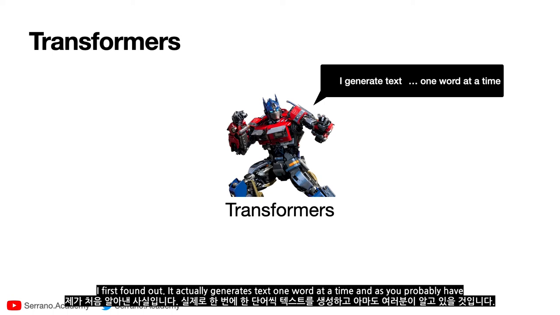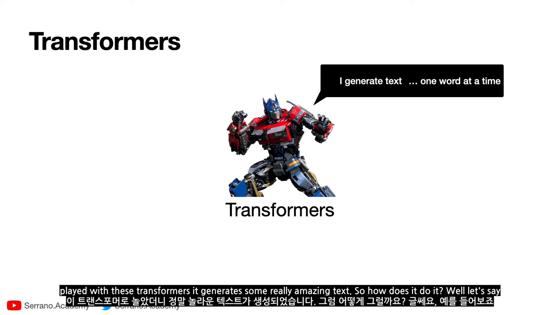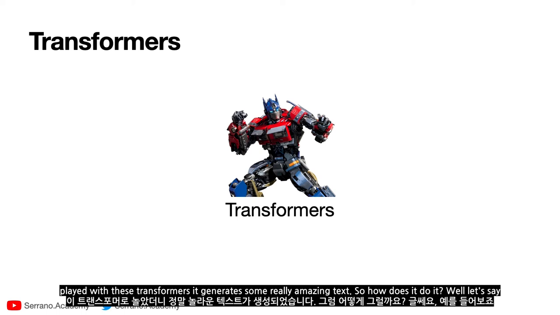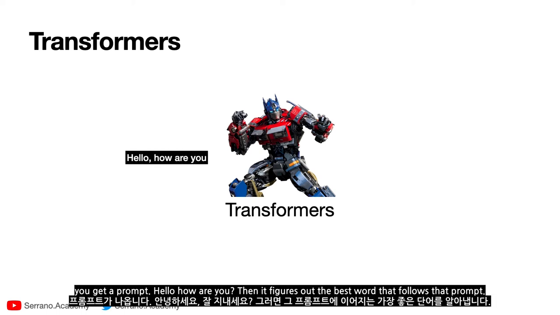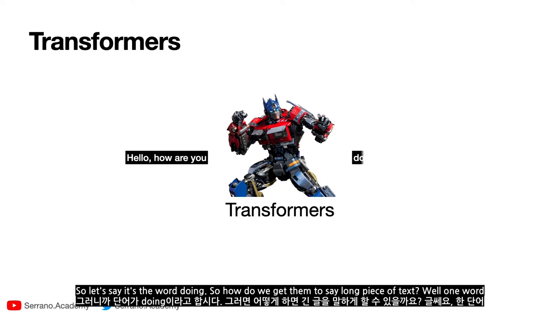And as you probably have played with these transformers, it generates some really amazing text. So how does it do it? Well, let's say you give it a prompt, hello, how are you? Then it figures out the best word that follows that prompt. So let's say it's the word doing. So how do we get them to say long pieces of text? Well, one word at a time.